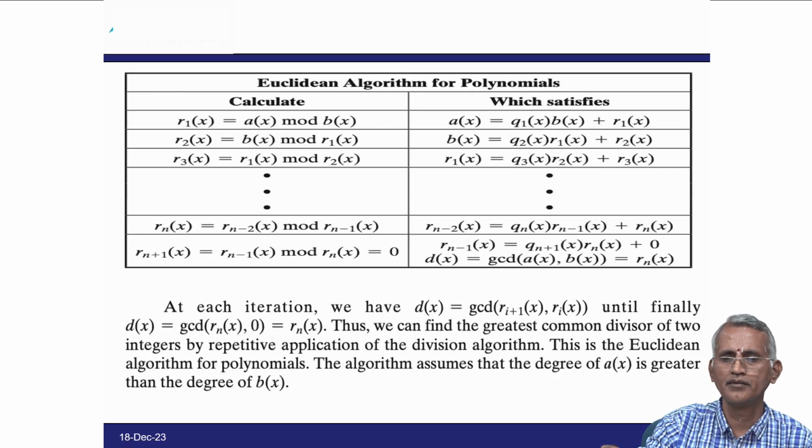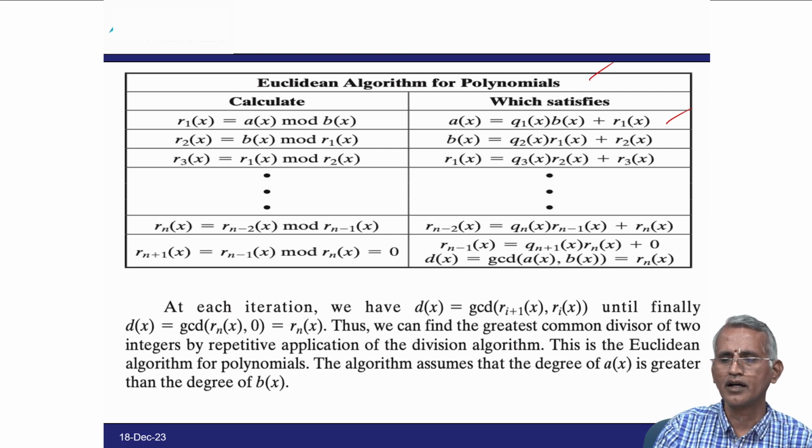Now, for the Euclidean algorithm for polynomials, we have to calculate Rn of x, that is, divide one polynomial by another, and then with the help of the division algorithm, A of x equals quotient into divisor plus remainder, and then A of x is identically equal to R1 of x under modulo B of x.